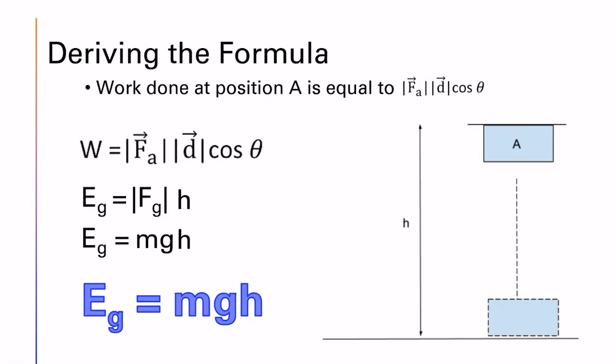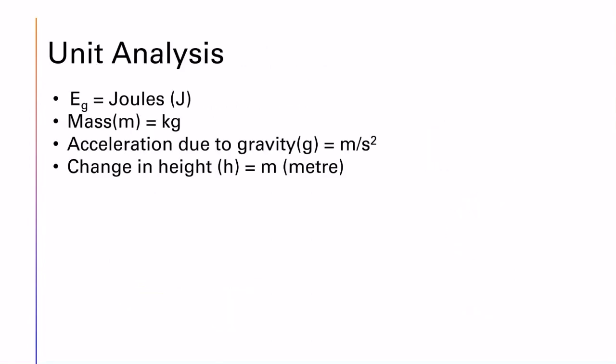So using what we know, this formula can therefore only be used when there is a height or if the object is falling. And now unit analysis. So, first off, we have to know that gravitational potential energy is measured in joules, and then mass for the mgh is measured in kilograms. Acceleration due to gravity is measured in meters per second squared, and then the change in height from a reference point is measured in meters.